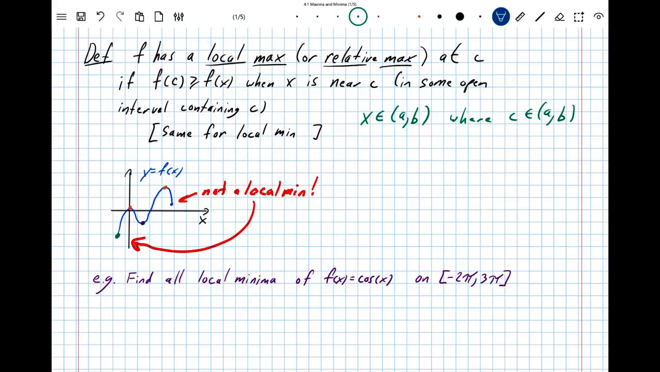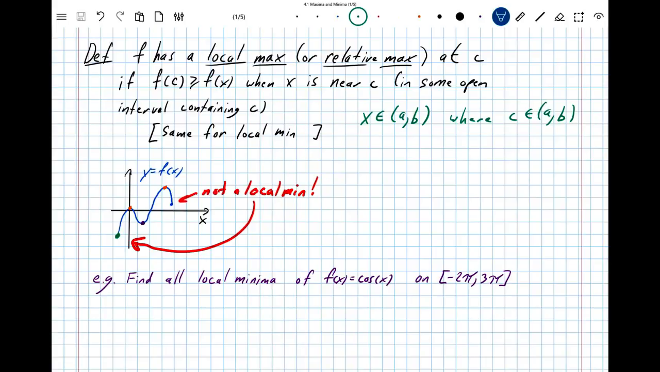However, endpoints aren't going to count for local because they don't exist in an open neighborhood. To have this definition of near, open, we need to have points on the left or the right to compare to. So a weird little quirk of our definitions is that an endpoint can be a global max, but it cannot be a local max. This is going to be important because endpoints don't have derivatives at them. And this is one of the reasons why we want this definition, so that we can take a derivative to find our local maxes and mins.